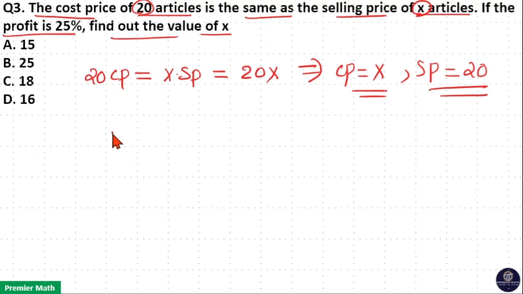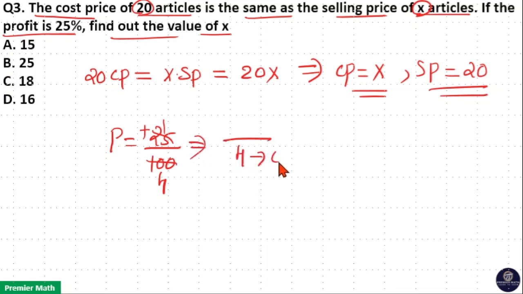Then here profit is 25% means 25 by 100. Profit means plus. Now 25 goes 4 times in 100. So plus 1 by 4 means if 4 part is the cost price, then 1 part is the profit generated. So 4 plus 1, 5 part is the selling price. Now you can see 5 part is given to us, that is selling price is given as 20. Now this 5 part is equal to 20, which means 1 part is equal to 4.